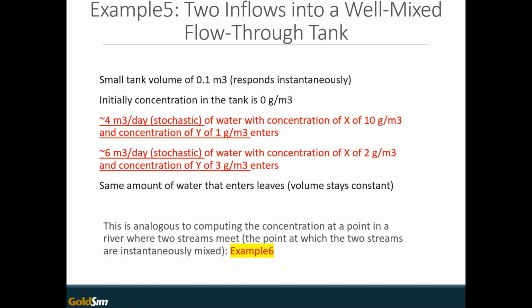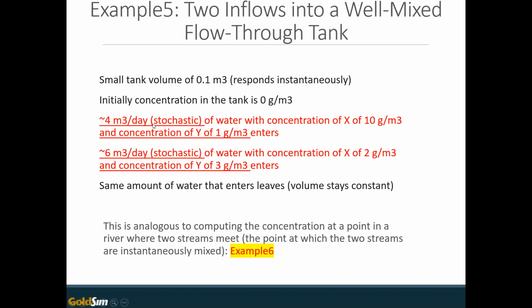But before we do that, let's do one more thing just to show you how easy this is to do in GoldSim. It's the same model we just did before, very small tank, stochastic inflow rate. But now, instead of having just one species, I'm going to have two. So I've added a second species called Y, which is slightly different concentration.